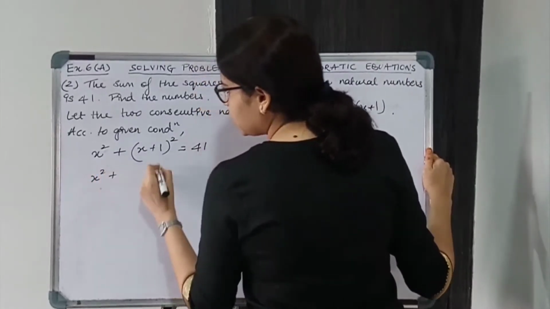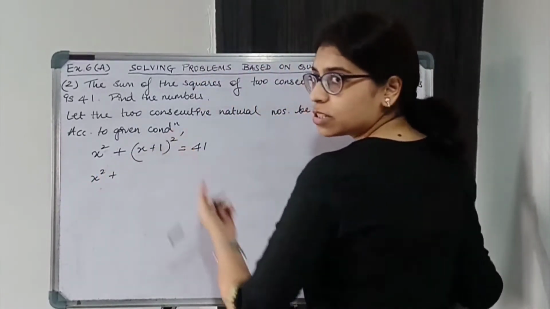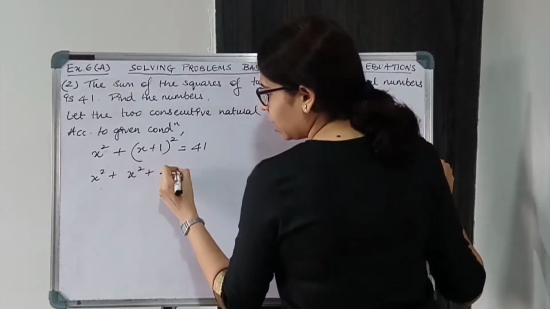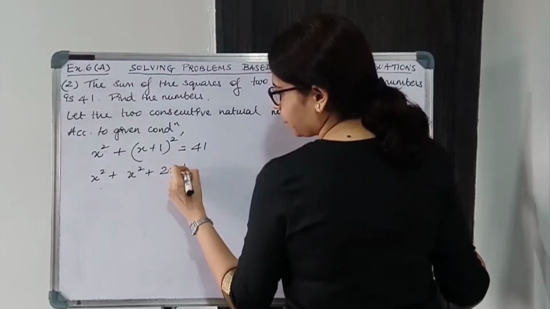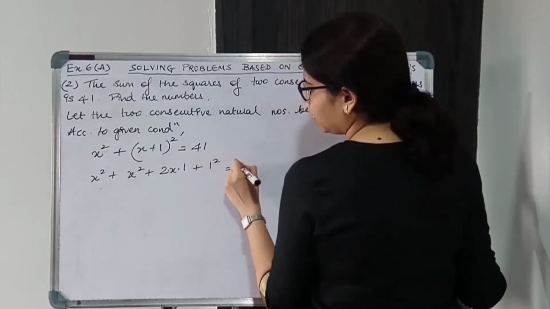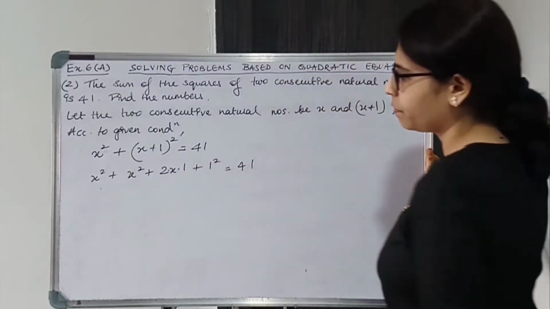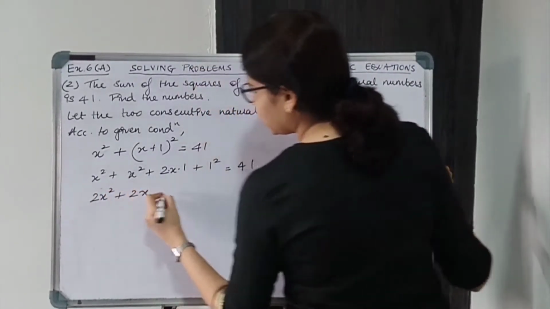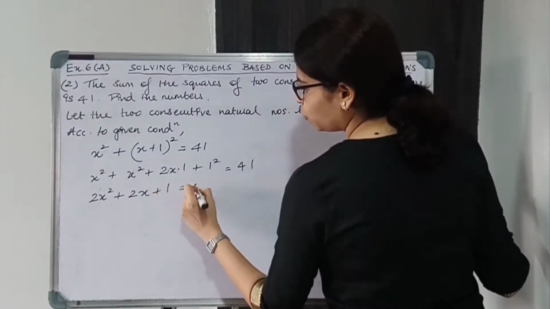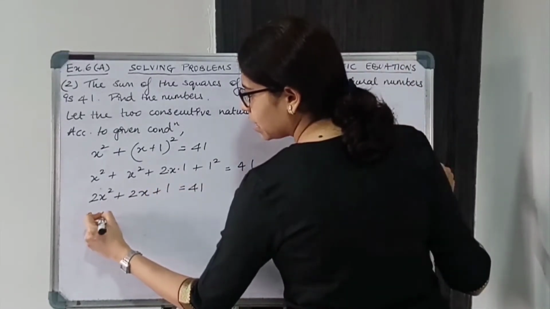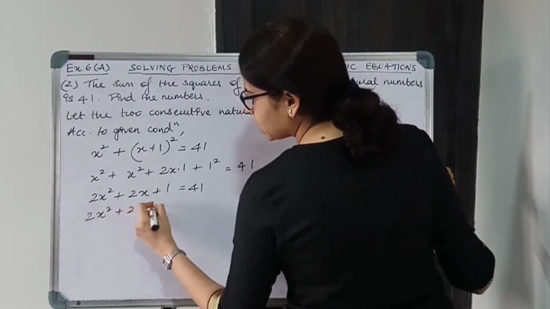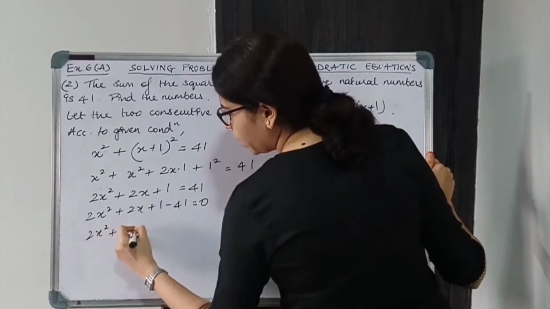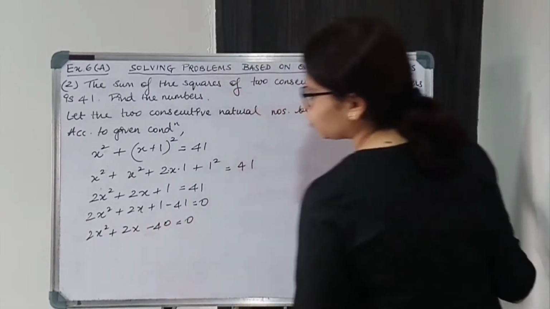x square plus, expand this, a plus b the whole square का formula: a square plus 2ab plus b square is equal to 41. So x square plus x square, 2x square plus 2x plus 1 is equal to 41. Let's shift 41 to the other side. So 2x square plus 2x plus 1 minus 41 is equal to 0. So 2x square plus 2x minus 40 is equal to 0.